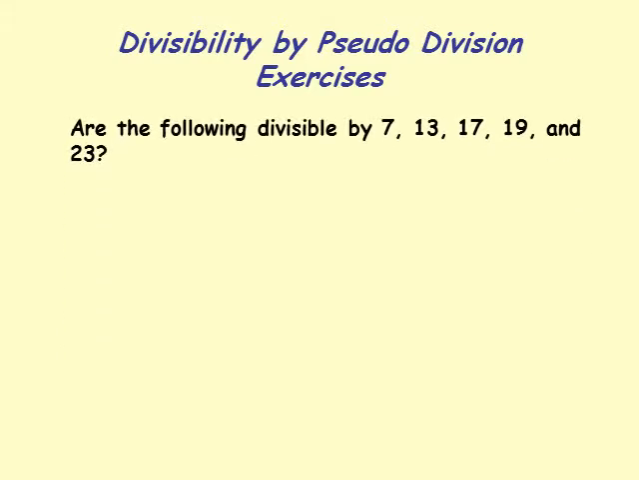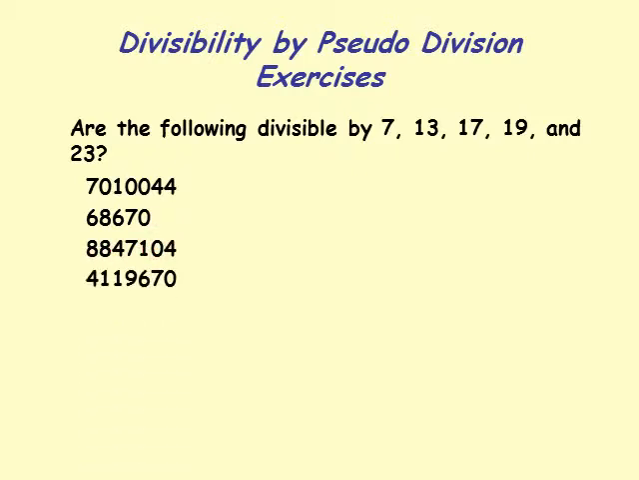Exercise here. Are the following numbers divisible by 7, 13, 17, 19, and 23? The numbers are 7010044. Next. 68670. Next. 8847104. Next. 4119670. Next. 1643019. Next. 6458128, and some more.